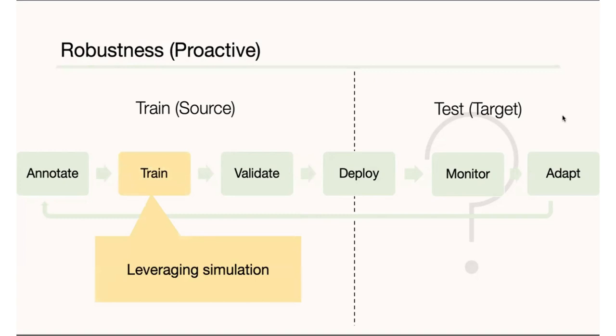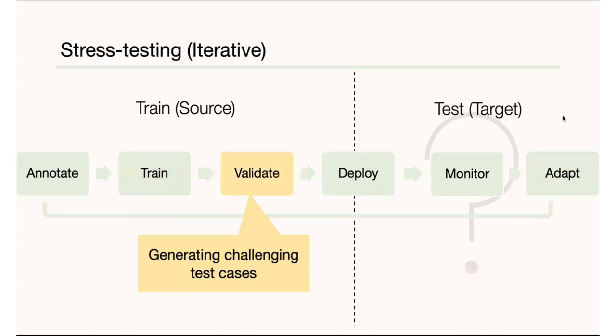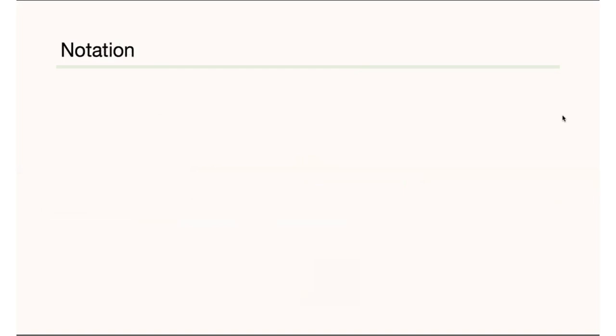So today I'm going to be talking about how we can make models more robust proactively by leveraging simulation to augment the long tail of real training data. I'm going to talk about how we can make models more resilient reactively by doing domain adaptation. And finally, I'm going to switch gears and talk about recent work where instead of thinking of how we train models, we look at how we can validate models better. So how can we stress test visual models for deployment by generating challenging test cases? Right. So yeah, are there any questions before I dive in?